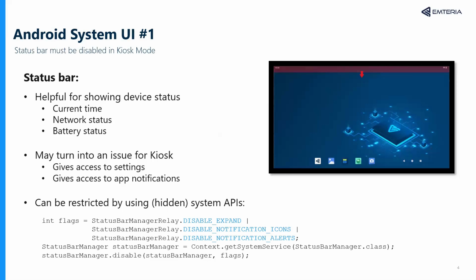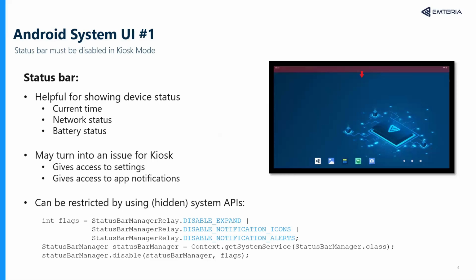And if you have set up your flags, you can get the system service. There is a status bar manager, and with the status bar manager, you can say, hey, please just disable those things. And then Android will prevent the status bar from being expanded until you actually enable them again. So this is how it works from the system level.